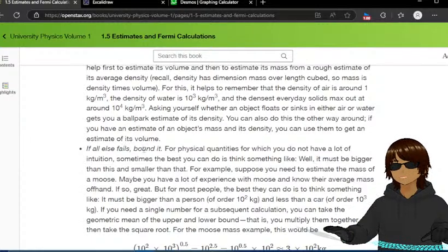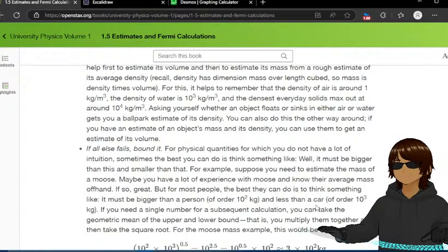If all else fails, bound it. For physical quantities for which you do not have a lot of intuition, sometimes the best you can do is think something like, well, it must be bigger than this or smaller than that. For example, suppose you need to estimate the mass of a moose. Maybe you have a lot of experience with moose and know their average mass offhand. If so, great. But for most people, the best they can do is think of something like it must be bigger than a person and less than a car.